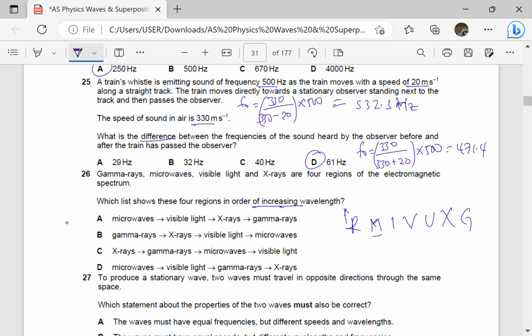Next is microwaves. If there are microwaves, they should come at the end. If it is not there, we are looking at increasing wavelength. So this is not true, that is decreasing. This is also not true. If there are microwaves, they should come at the end, and this is also not true, which means our answer should be B, because wavelength increases as we move towards radio waves. Since there are no radio waves, microwaves should come at the end.